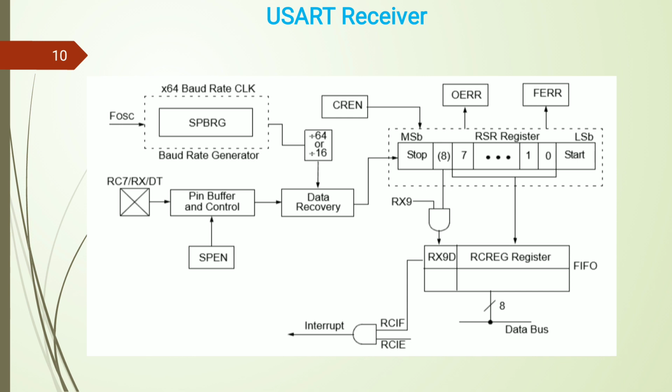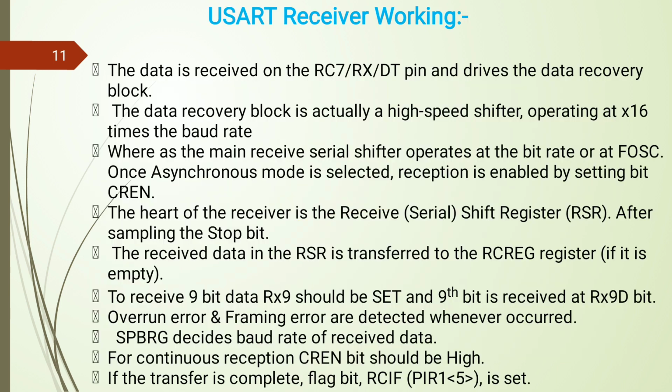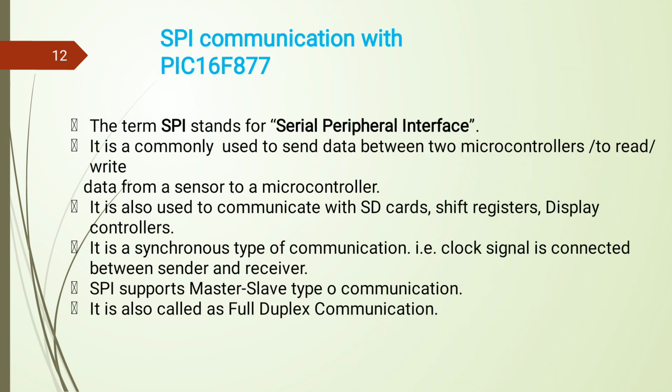So this is the working of the USART receiver. Here the working is mentioned. Some points are there: RC7, that is the RX pin, high speed and low speed baud rate selection in the data recovery block, which is most important on the baud rate side, and this is the RSR register. So after USART we move towards the next communication protocol, SPI communication with the PIC microcontroller.